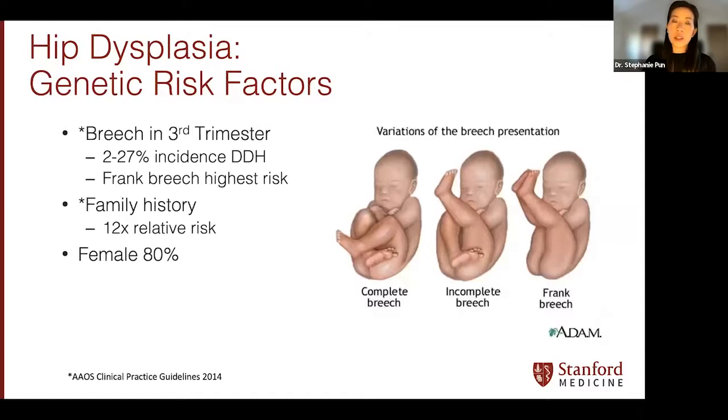There are some genetic risk factors for developing hip dysplasia, and the strongest ones are being in breech position in the 3rd trimester. Frank breech is at highest risk, and a positive family history is also a very strong risk factor for developing hip dysplasia. Females comprise 80% of hip dysplasia cases.